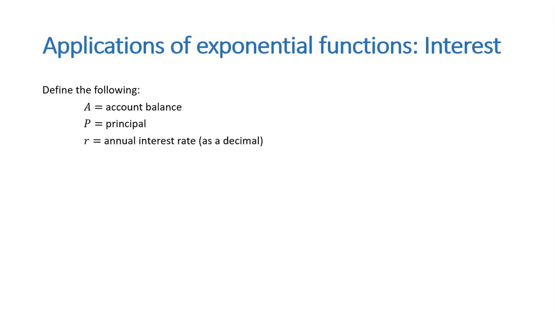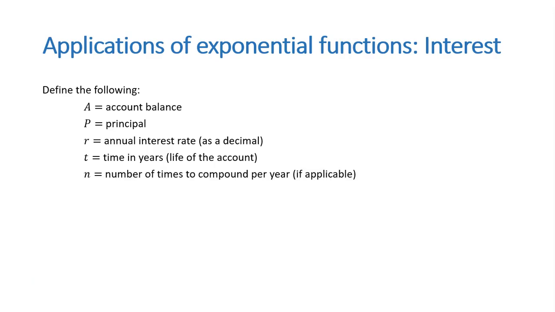So if it's given as a percentage, we have to convert it to a decimal first. T is going to represent time in years. So in other words, it's the life of the account. It's how long we are either allowing someone to use our money or how long someone else is allowing us to use their money. And then if we're compounding periodically, N is going to be the number of times to compound per year. So if we're compounding monthly, N is going to be 12.